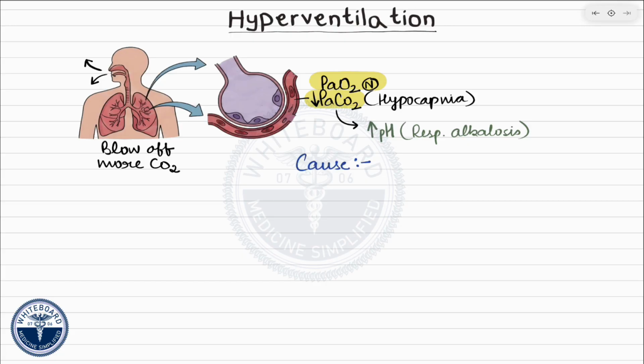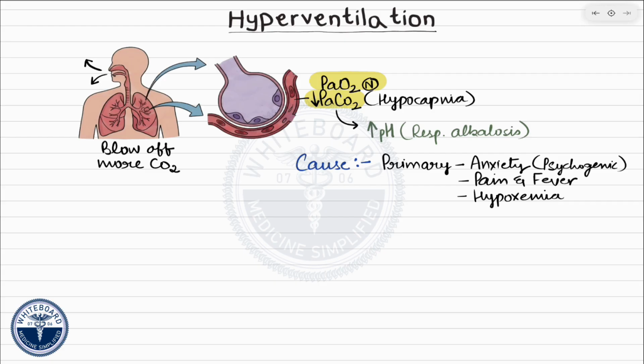Now, what can cause hyperventilation? There are several possibilities. For example, anxiety or psychological distress can cause a person to breathe rapidly even though the lungs themselves may be normal. Pain and fever can also increase breathing. Similarly, hypoxemia can stimulate breathing because the body tries to increase ventilation in response to low oxygen. Certain conditions such as salicylate toxicity, liver cirrhosis, and some central nervous system disorders can also cause hyperventilation.